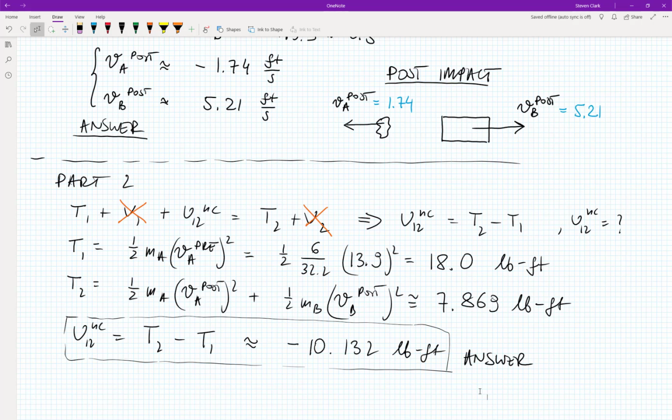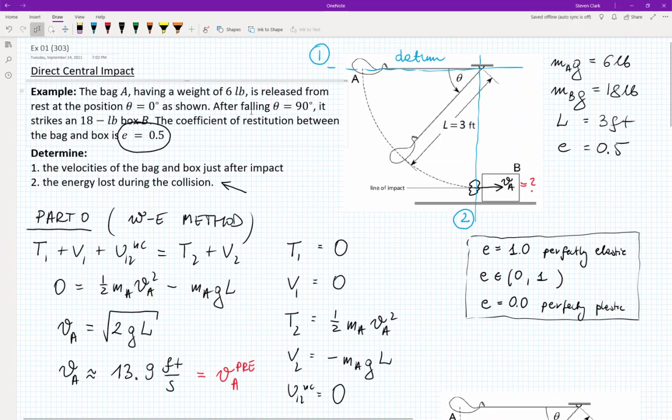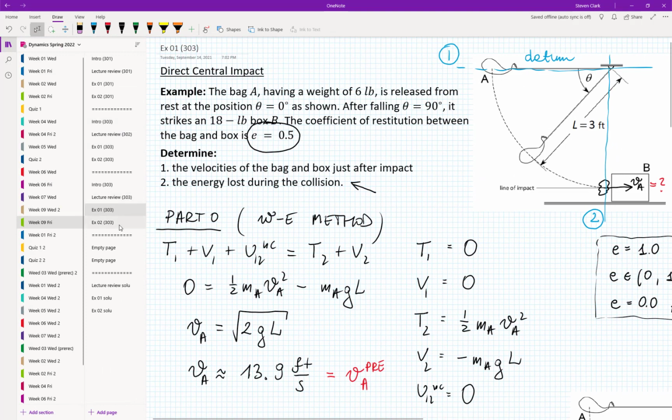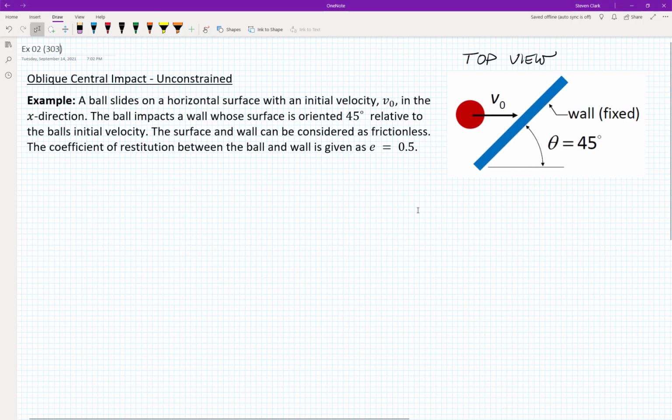Okay, any questions? Okay, I don't see any. So what now? Would you like to do example number 2? Okay, let's do it. As usual, please take a couple of seconds and read and understand the problem statement.